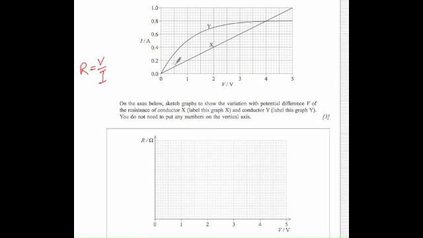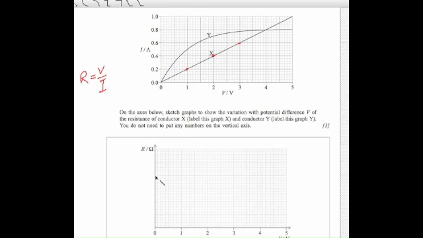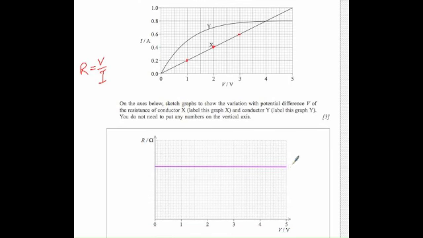Looking at X, it doesn't matter what value you take here. Do you take 1 over 0.2 or 2 over 0.4, 3 over 0.6? Because it's a straight line through the origin, it's proportional, the ratio doesn't change. So the resistance of X is a constant. So we can represent that on this graph by a horizontal line and label that X.